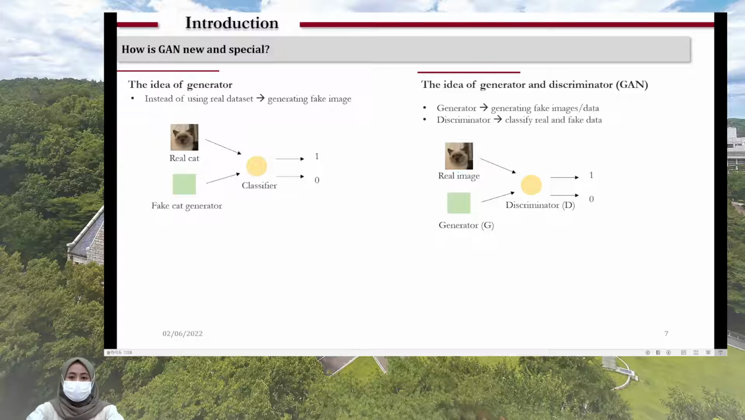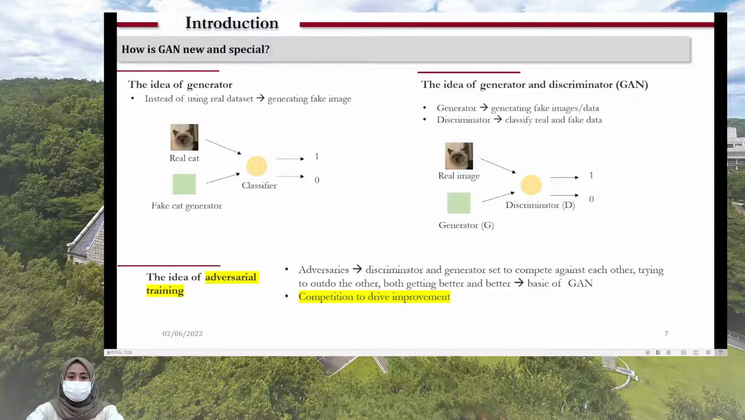In GAN, the generator and discriminator are trained together following adversarial training, where the discriminator and generator are set to compete against each other, trying to outdo the other, but getting better and better. Also, the clever part of adversarial training is that we don't need to define detailed rules that describe a real image to be encoded into the loss function.